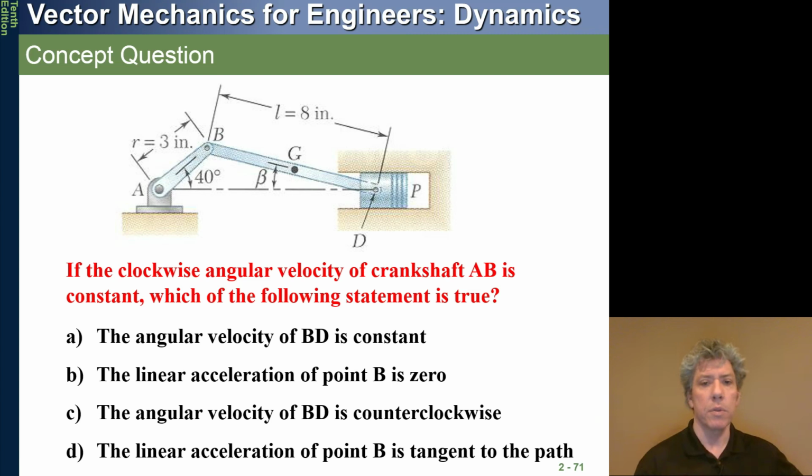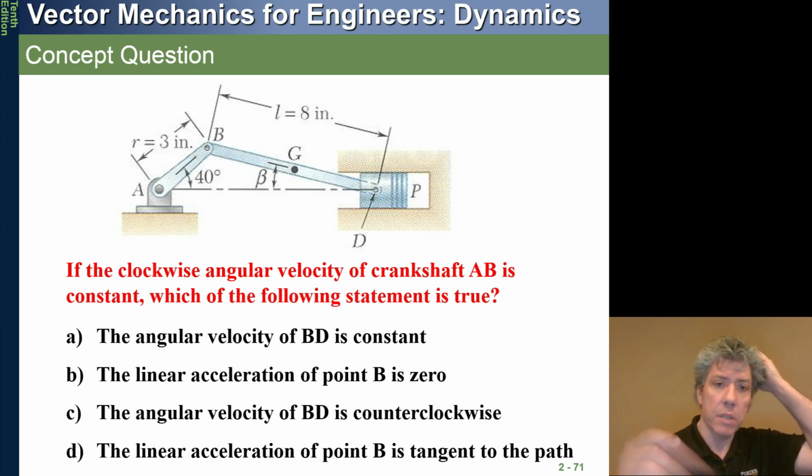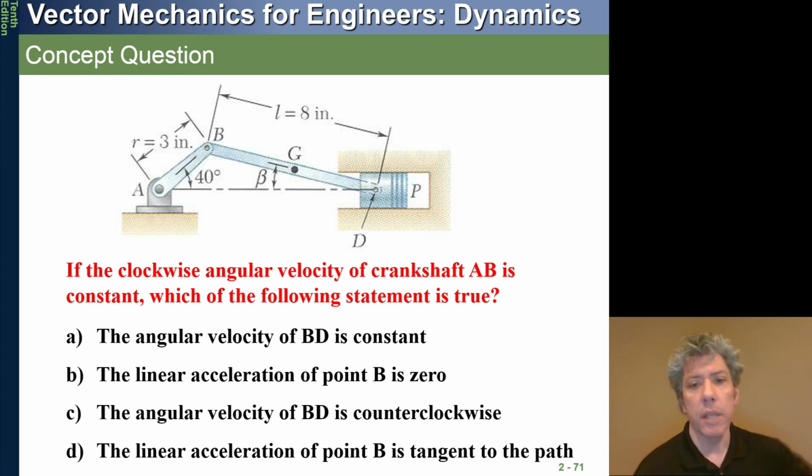which of the following statements is true? Is the angular velocity of BD constant? That's the connecting rod? No, there's no way. It's going to vary as it moves around. The linear acceleration of point B is 0. No, that doesn't make sense because B has a normal acceleration. The angular velocity of BD is clockwise. Counterclockwise. Actually, that does make sense. If the crankshaft is rotating clockwise, then BD, the connecting rod, has to rotate counterclockwise.